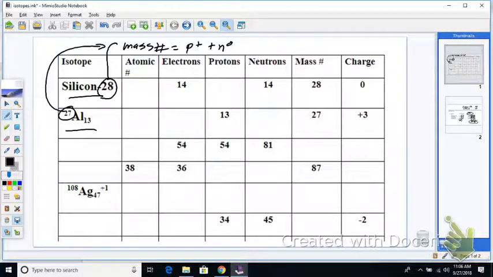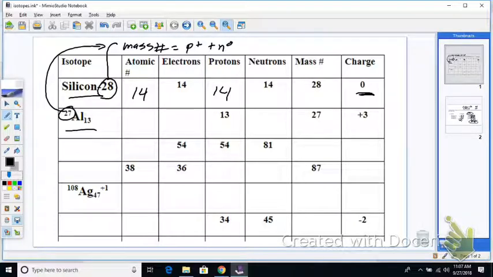Where do you look on the periodic table to get the atomic number? Top left. So what's it for silicon? 14. Now that is also the same as protons, 14. Okay? Now you guys can see that this charge at the end says it's 0 because these two are the same. If they're the same, then they cancel each other out. Electrons cancel out protons.